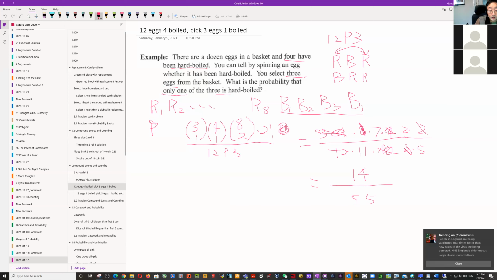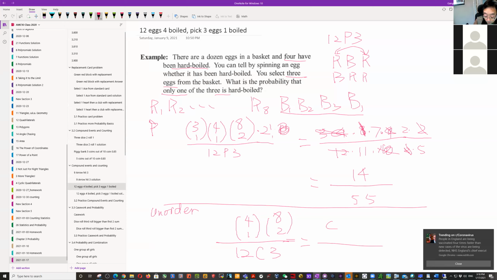So let's try to do the other way. This is the ordered way, so let's try to do unordered. For unordered, it's basically 12 choose 3. And then I only need to care about how to choose the eggs: 4 choose 1 and 8 choose 2. And that will be it, because this is exactly one of those.